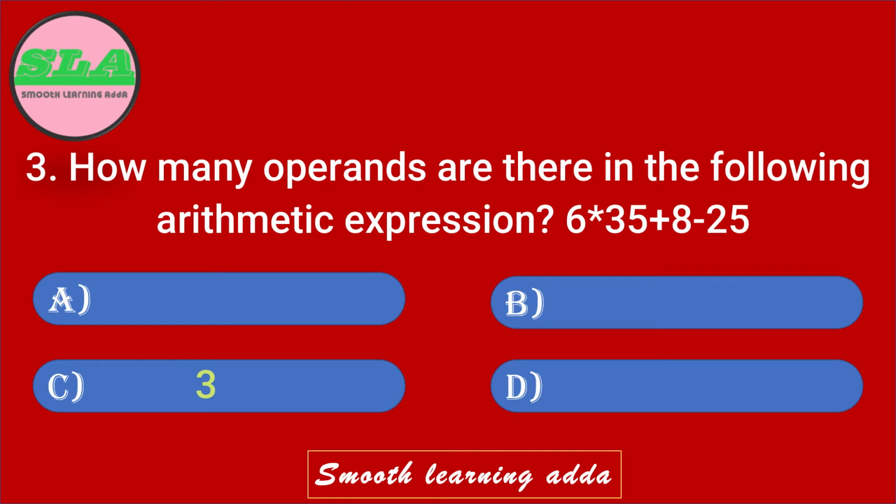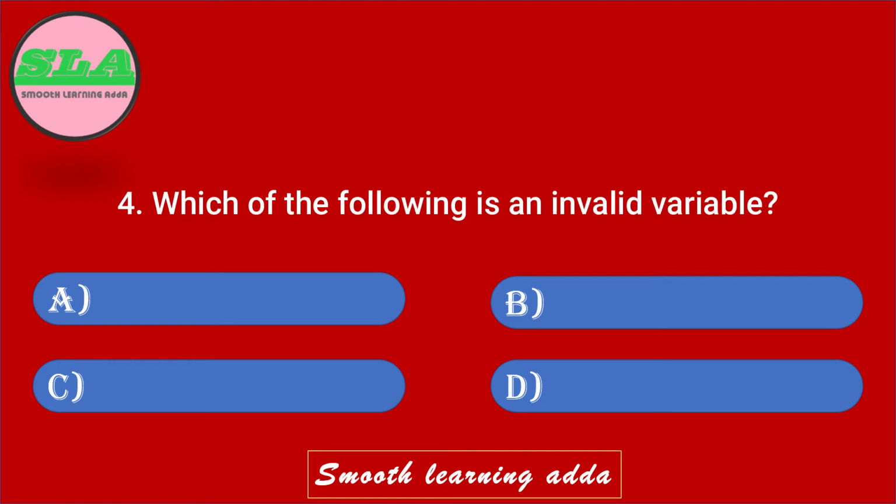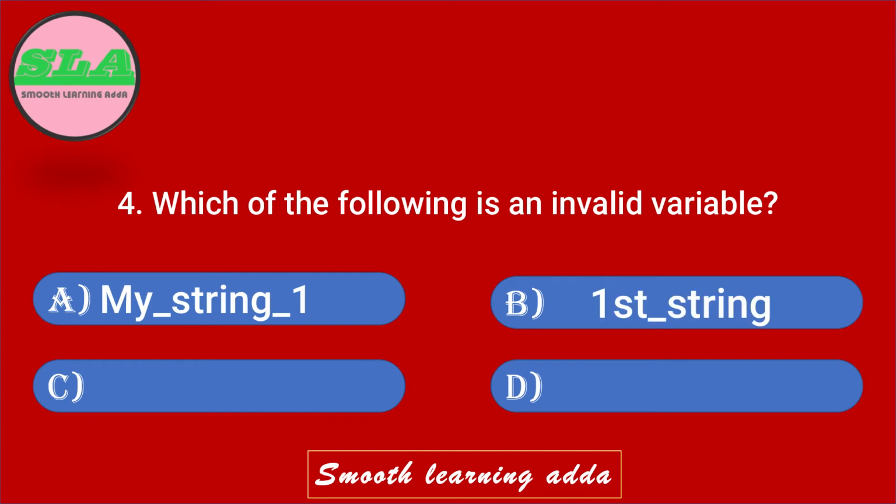Option C. 3. Which of the following is an invalid variable? Option A. my_string_1. Option B. first_string. Option C. go. Option D. underscore. Your time starts now.